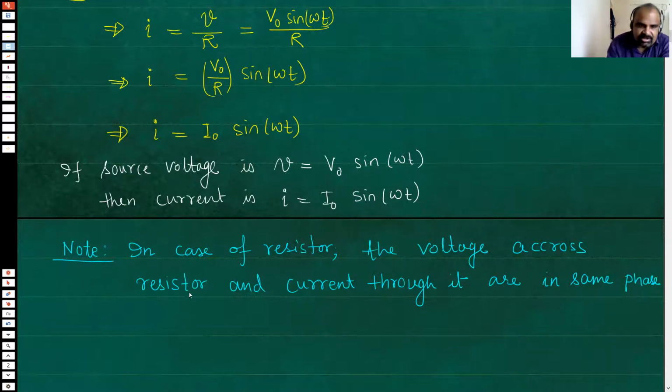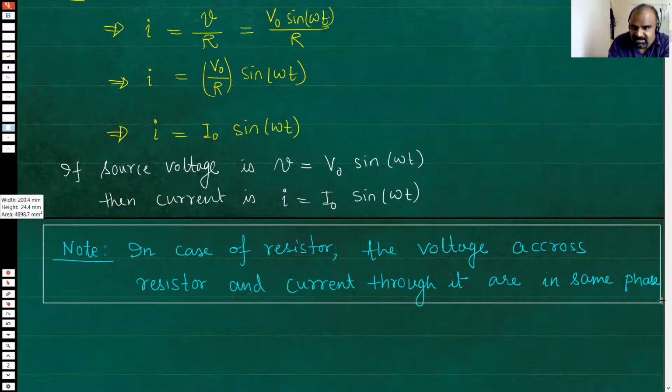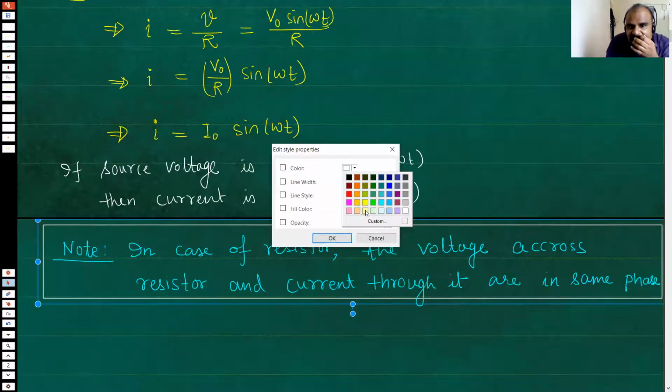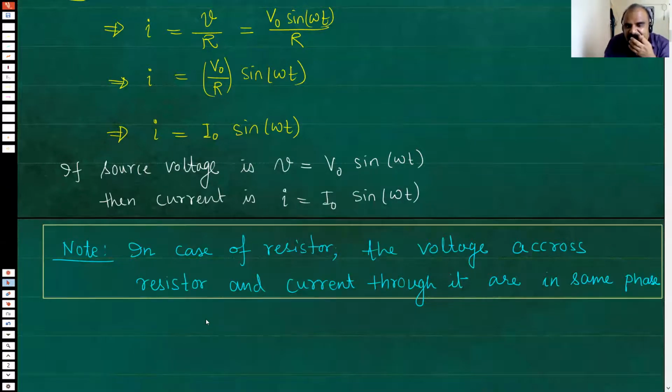Now, this is actually a very important statement, even though at this moment you may not understand how important it is. It is a very important conclusion we have come to. In case of a resistor, the voltage across the resistor and the current through the resistor are in same phase, because this is the phase for the voltage, this is the phase for the current, and there is no difference whatsoever.